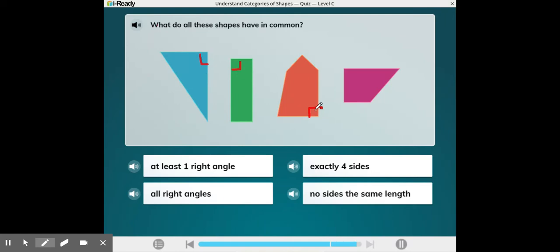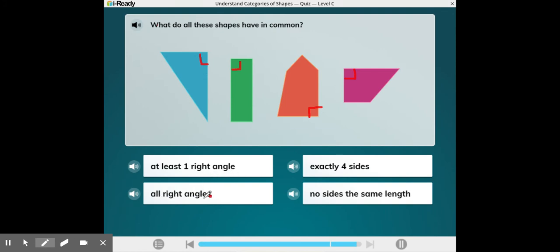And remember, we've talked about how you always have tools to check if an angle is a right angle. It's the corner of a piece of paper. You can slide it in there, and if it touches both the sides going up and down and across, it's a right angle, a square angle. And then this one here, it has a right angle too. It doesn't matter that they're not all right angles. It just says at least 1 right angle. So that's a possible answer.